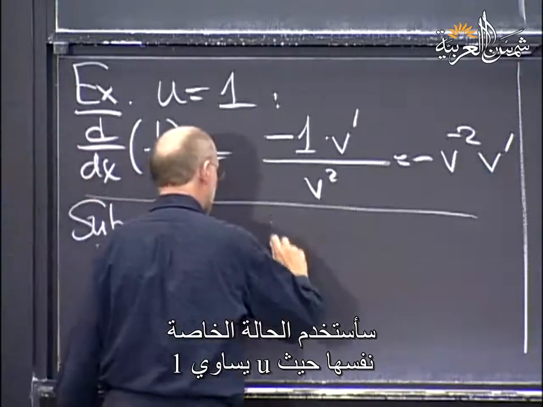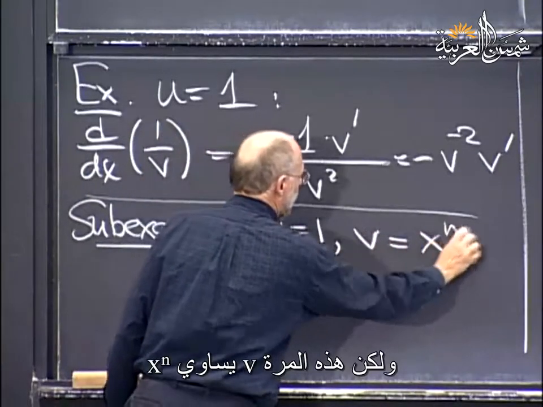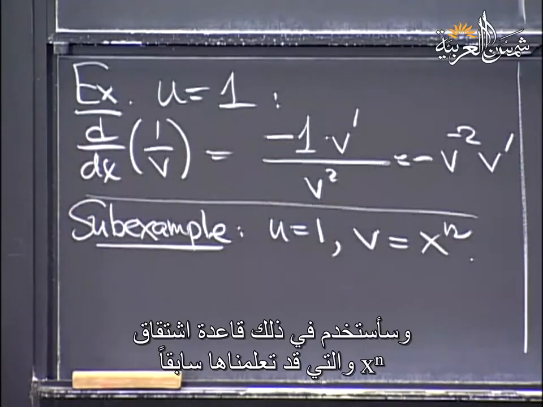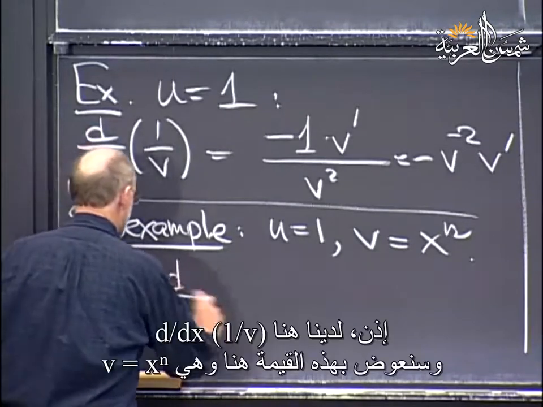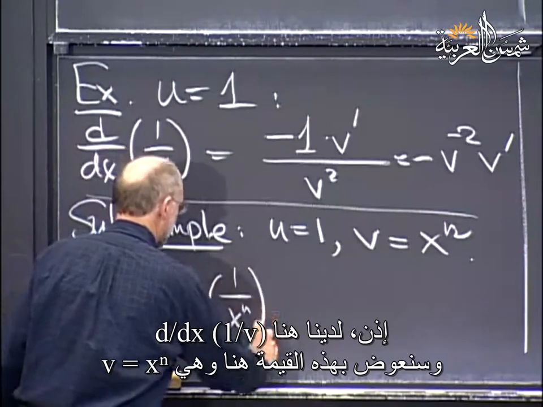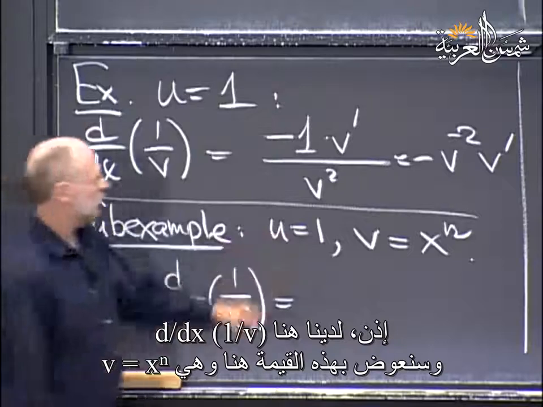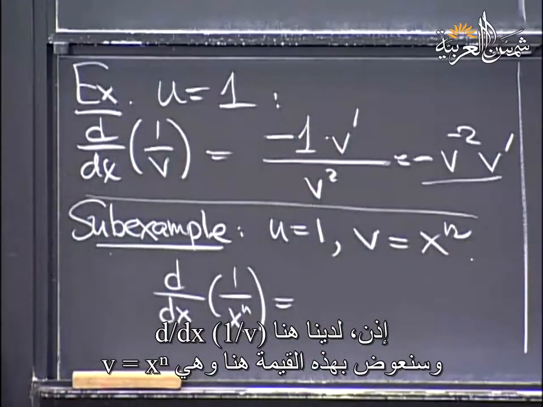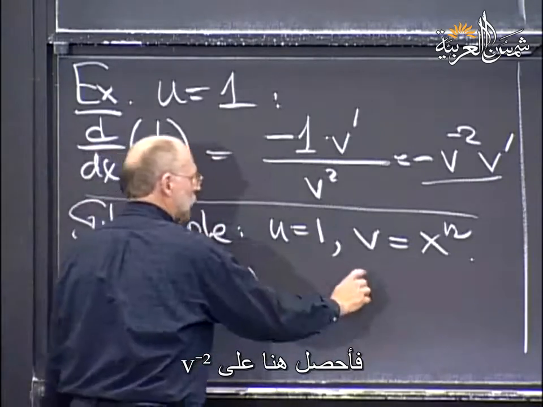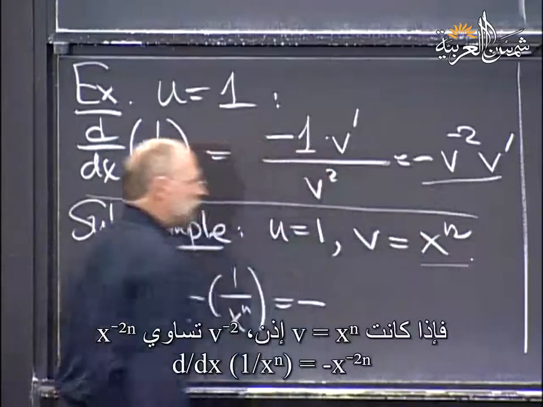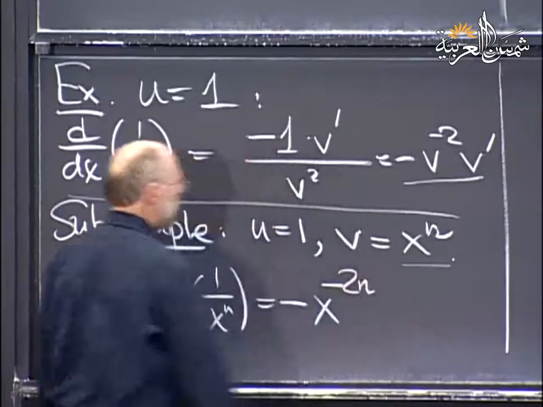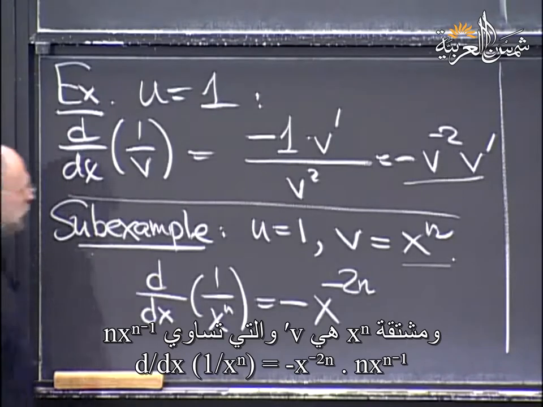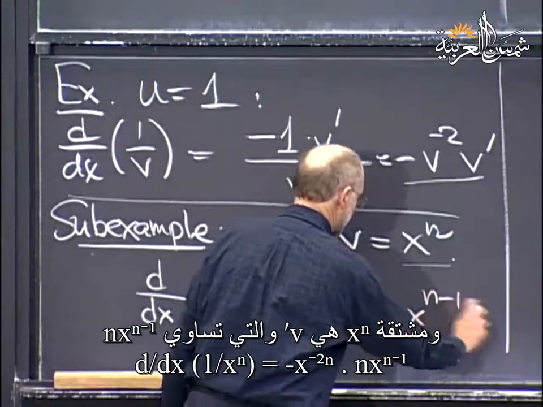I'm going to take the special case where u is equal to 1 again, and v is a power of x. And I'm going to use the rule that we developed earlier about the derivative of x to the n. So what do I get here? d/dx of 1 over x to the n is, plugging into this formula here with v equals x to the n, minus v to the minus 2. If v is x to the n, v to the minus 2 is, by the rule of exponents, x to the minus 2n. And then v prime is the derivative of x to the n, which is n x to the n minus 1.